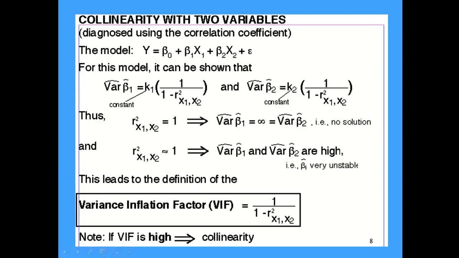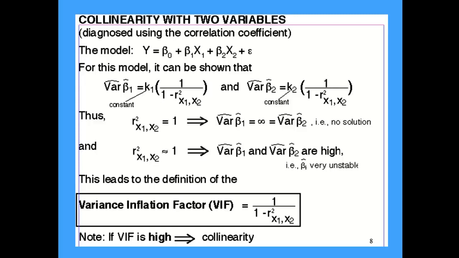Now it makes you think there may be a way, just from this, to do something to diagnose collinearity. What about using this term, 1 over 1 minus R square, since it's in both these expressions? Remember, depending on how close the R square is to 1, the more the variance blows up and the worse things are. This expression is often referred to as a variance inflation factor. It's something you can calculate with two variables, using the R square, to give you some idea of whether the variance is getting too high.